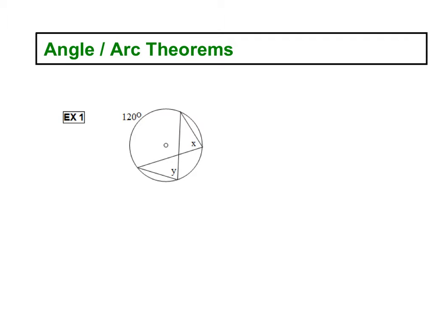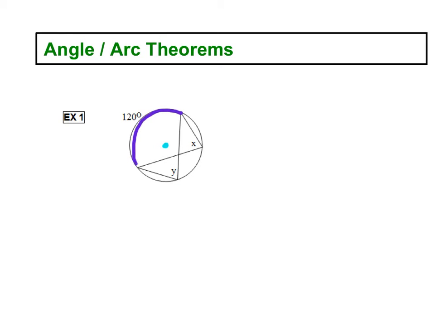All right, so we've got a few examples applying the theorems we just saw in the intro video. So in this first example, we want to solve for angle X and angle Y. Here's that center of the circle right there. And the only thing that we are given is this arc measure from here to here is 120 degrees.